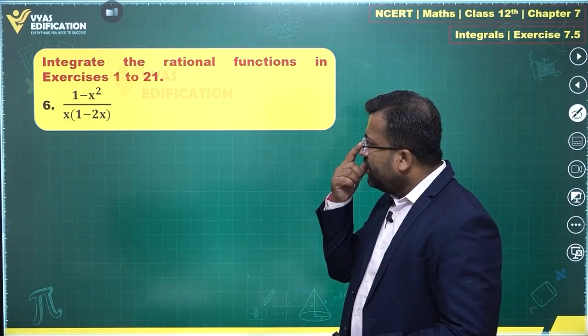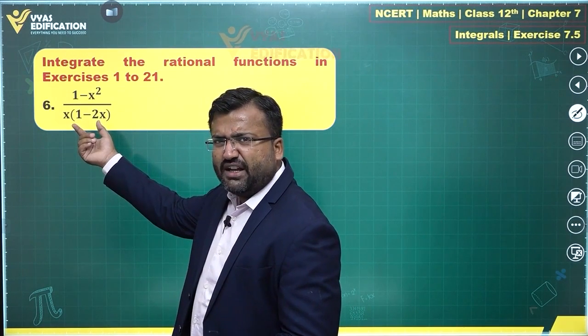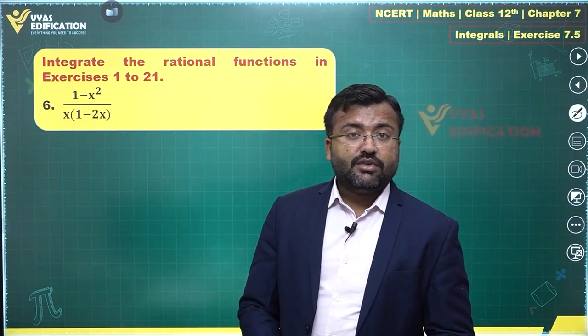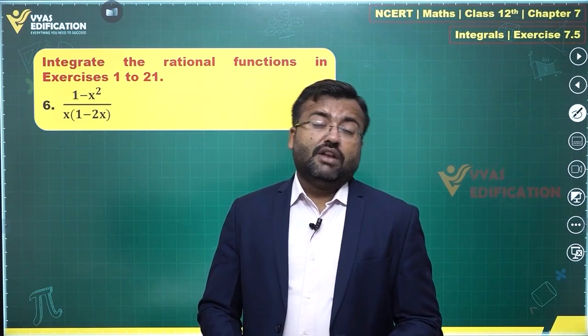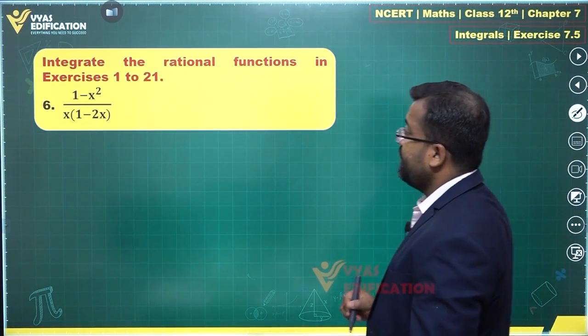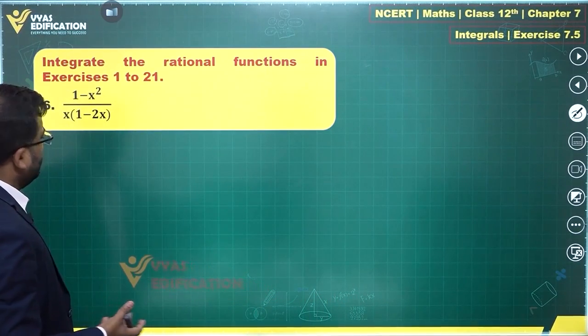So, if I observe the degree of denominator, that's x square, right? Degree is 2. Here also we have an x square, so the degree of numerator is also 2. So we'll have to divide. Yes, we'll have to divide. So the first step will be to divide. Okay, how do we do that? This is not a very complicated thing.